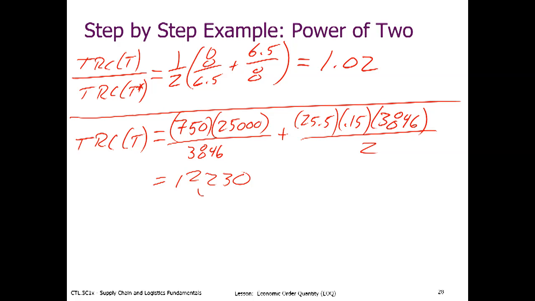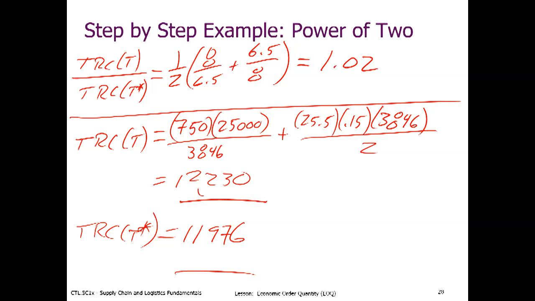All right, so this is my total relevant cost for T. We already figured out that the total relevant cost for T star, remember you did this earlier, was 11,976. So if I just divide those two, this will give me my ratio, and it comes out to be 1.02. Yay, so it matches. So by doing a power of 2, I'm staying within 6%, worst case, of the ratio of the cost to the optimal costs.